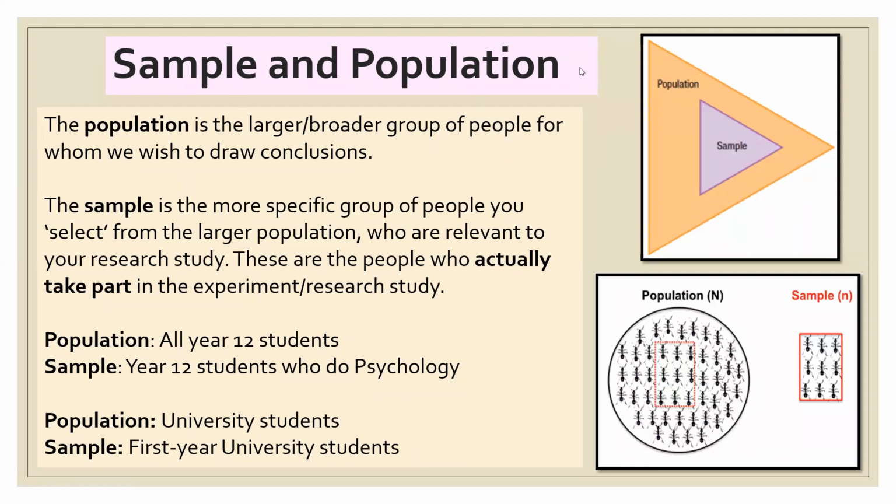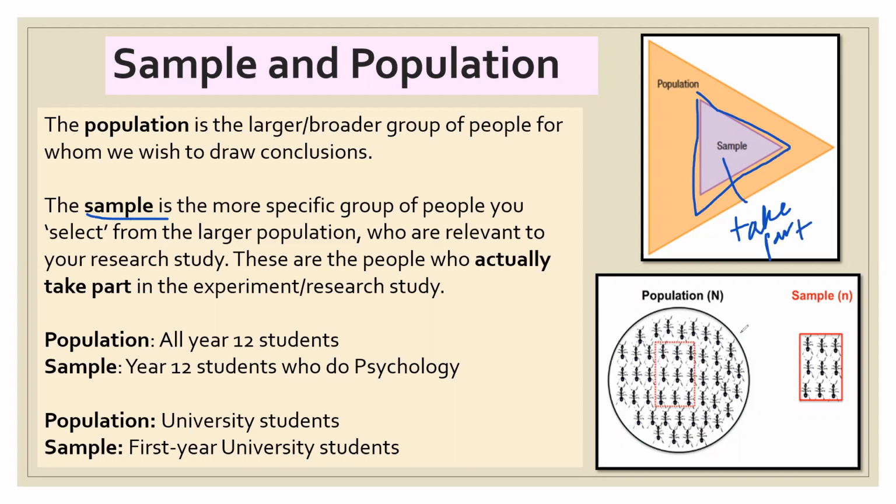The sample is the smaller group of people from the population who actually take part in the study or in the experiment. So if we look at this example here with the triangles, you can see the population is the big orange triangle, and the sample is kind of like a subset or a little group within that population, but these are the specific group that take part in the study or they take part in the experiment.